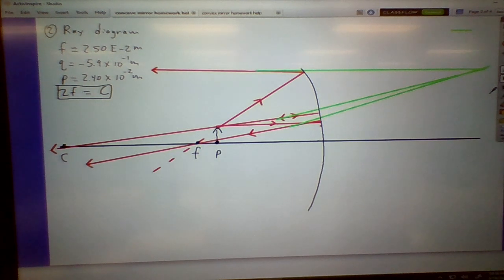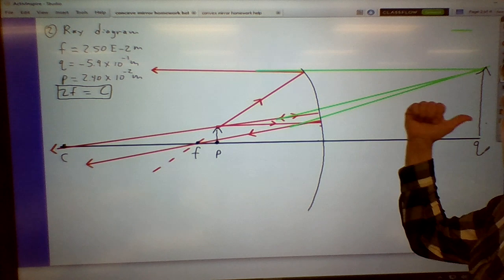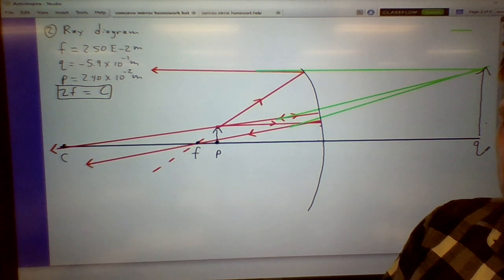The whole point is that right over here is where the image should be showing up. This actually is Q. It looks much larger than the original object, and it's virtual. It shows up behind the mirror. It's also upright, so everything makes sense.